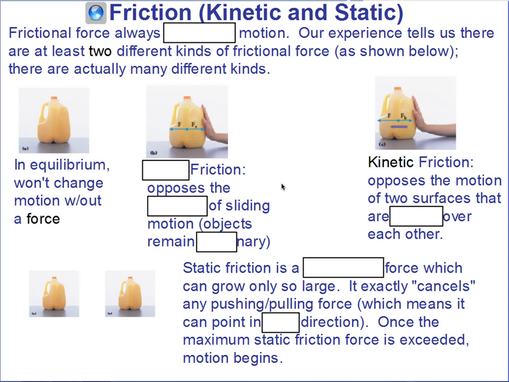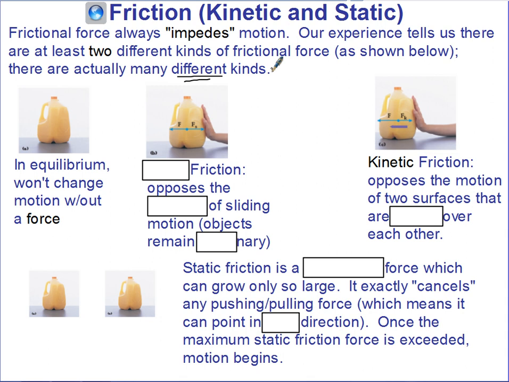So we now turn our attention to friction, and we're going to try to develop some models of friction for us to be able to quantify how the frictional force behaves. Frictional force is often thought of as an impeding kind of force, something that prevents motion or maybe slows our motion. Experience tells us that there's at least two different kinds of friction, as we'll look at down below. There's actually many different kinds of friction that we could look at.